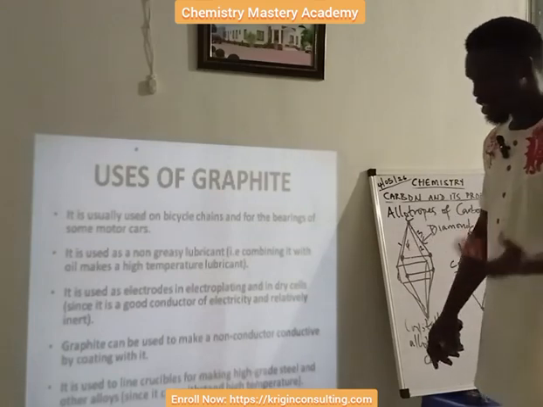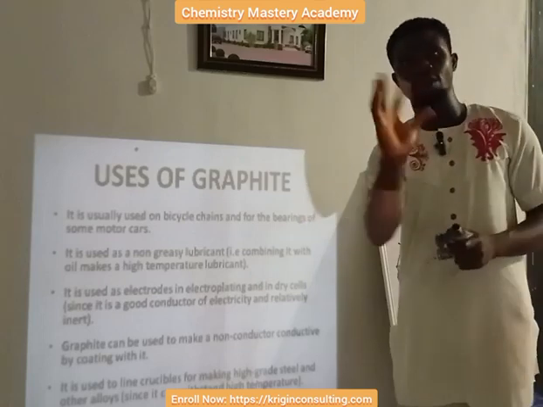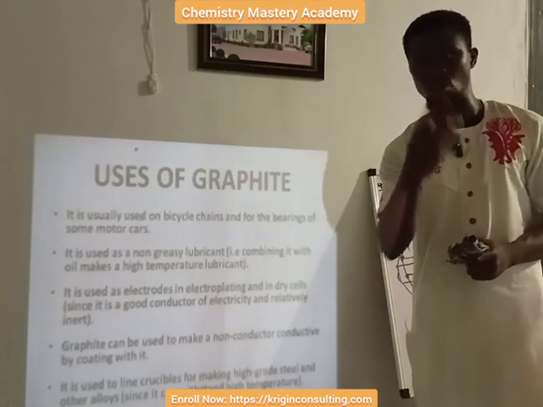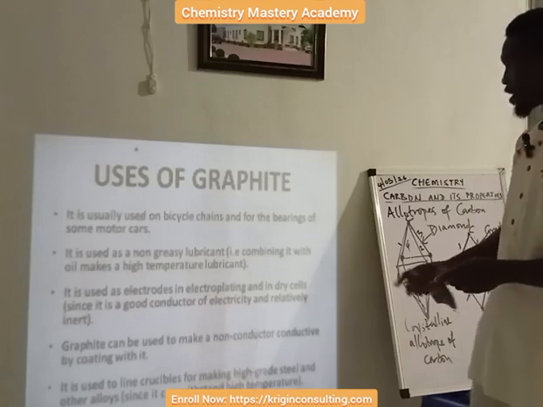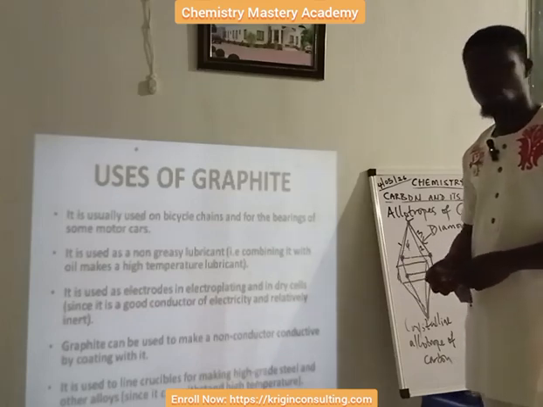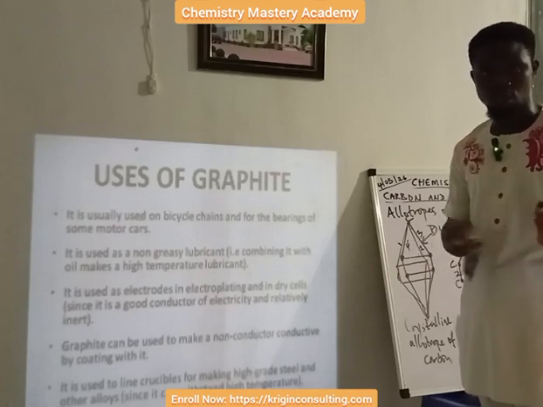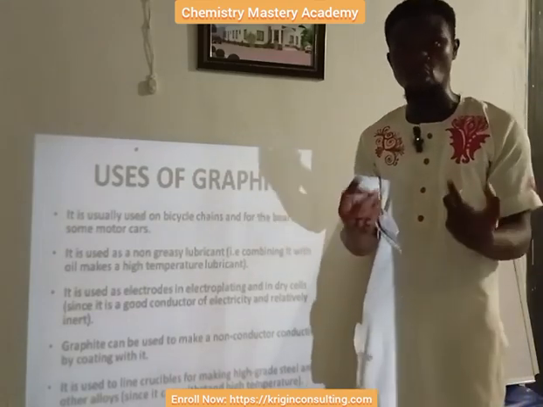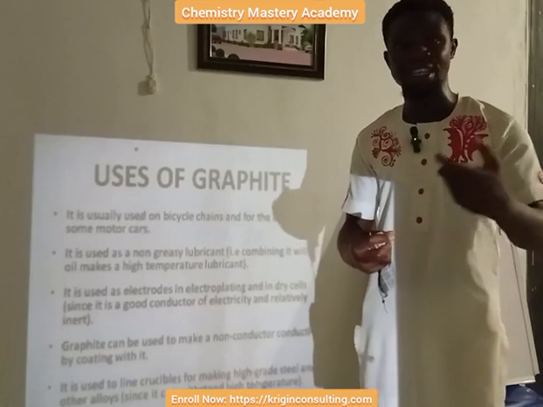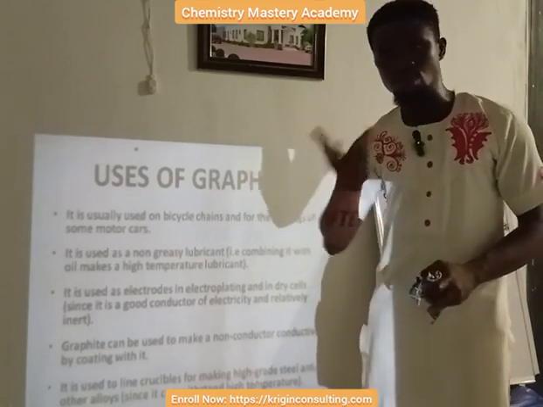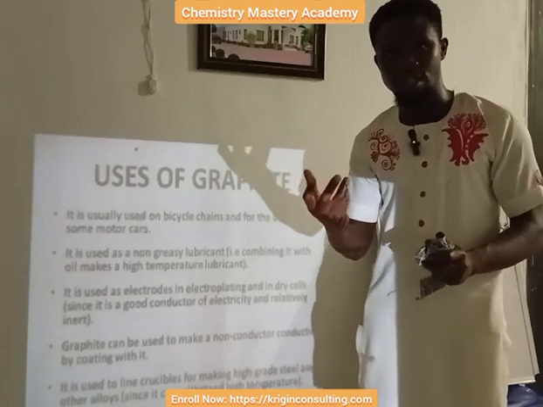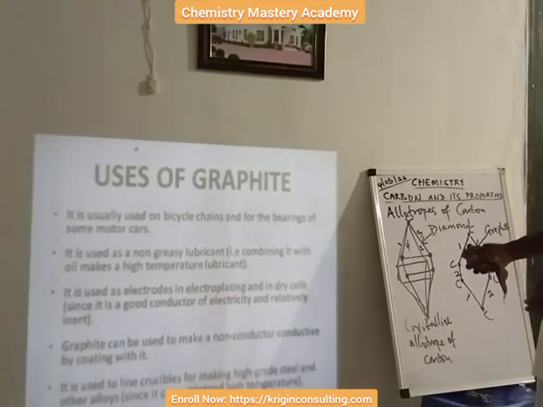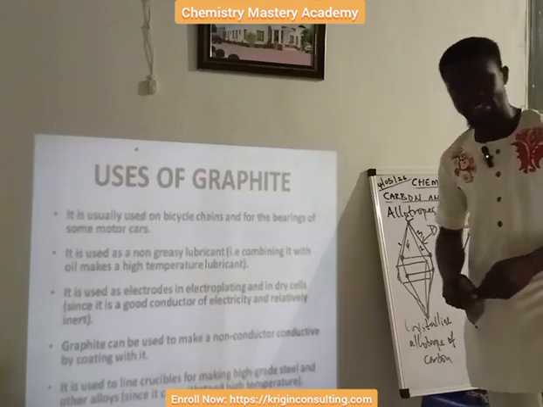Electrodes in electroplating. So when you want to cover the surface of an iron to prevent it from rusting, you use what? Graphite. So graphite can be used to make a non-conductor conductive. Remember, graphite is a good conductor of electricity. So if you want to make a substance that does not conduct electricity to begin to conduct electricity, what do you do? You take graphite and what? Put it on the surface of that substance. When you do that, that substance begins to conduct what? Electricity. Now, it is used to line crucibles for making high-grade steel.